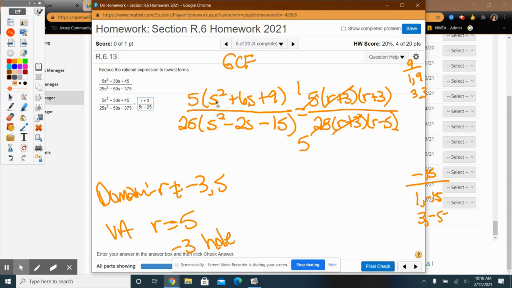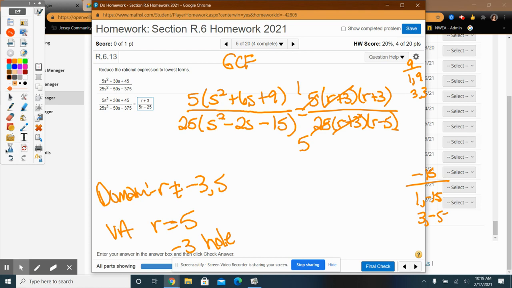I'm doing this problem to see what happens here. 5s squared plus 30s plus 45. 25s squared minus 50. Let's see. Maybe I did that wrong. What's 25 times 15? 375. That looks okay. And I factored r plus 3 on the top. 25, r plus 3, r minus 5 on bottom. I like that. I don't know what they want us to put. I feel like I did good.